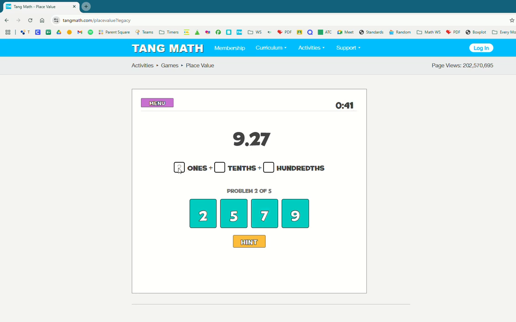This time they actually ask me them in order. I'm not going to see that very often. 9 ones, the 2 is in the tenths place, and the 7 is in the hundredths place.